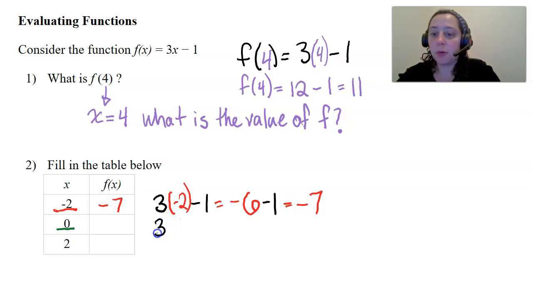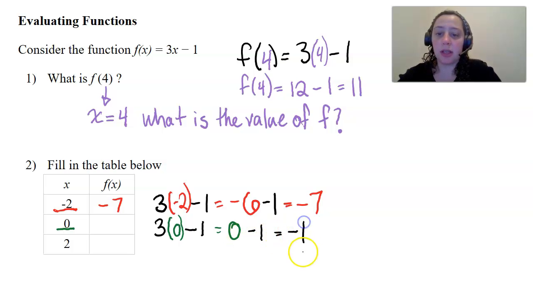We're going to write our equation, 3x minus 1. And again, we're going to erase that x and substitute it with our number. 3 multiplies 0, that's 0. Keep the minus 1. And 0 minus 1 is just negative 1. So our value here is negative 1.